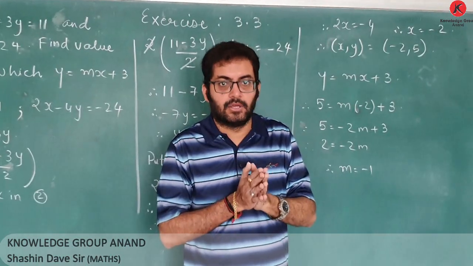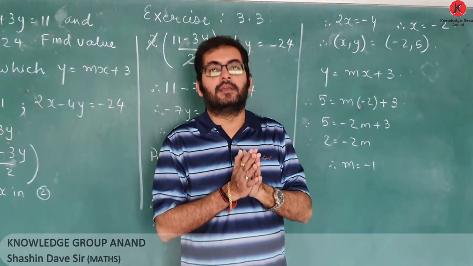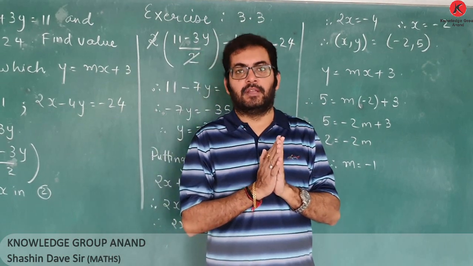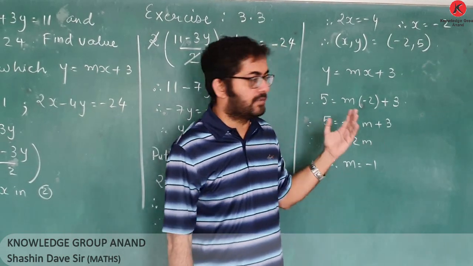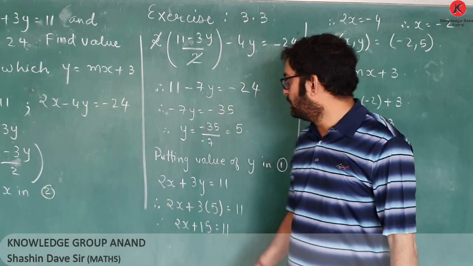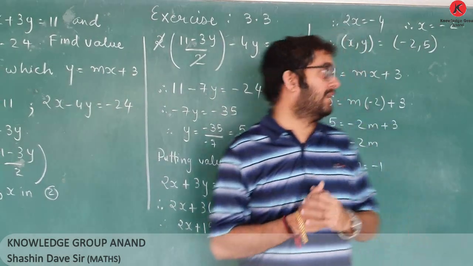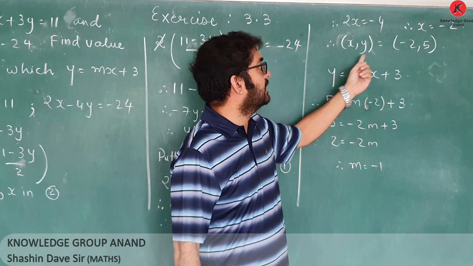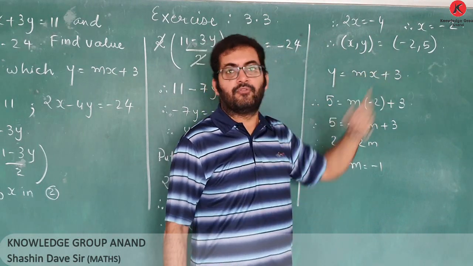So the first part of the sum has already been solved. In the first part, I needed to find the values of x and y. As you can see over here, the value of x is minus 2 and the value of y is 5. So I will write the solution set (x, y) is equal to (minus 2, 5).